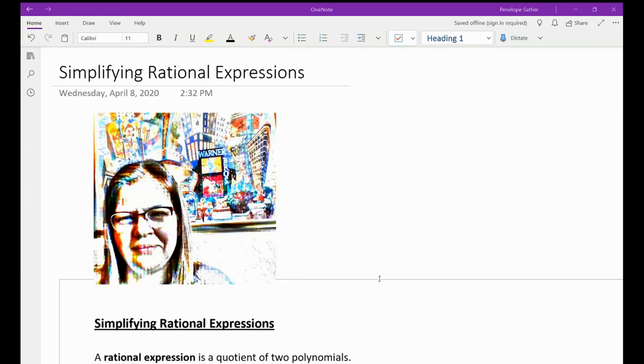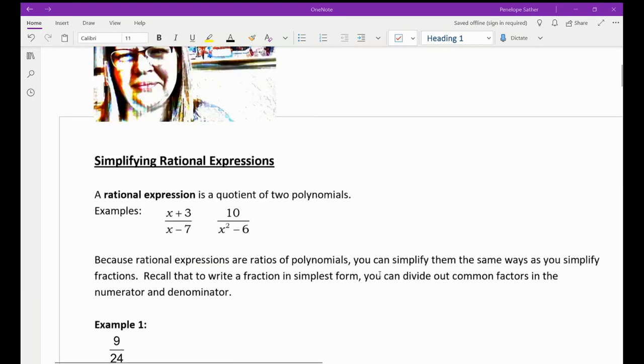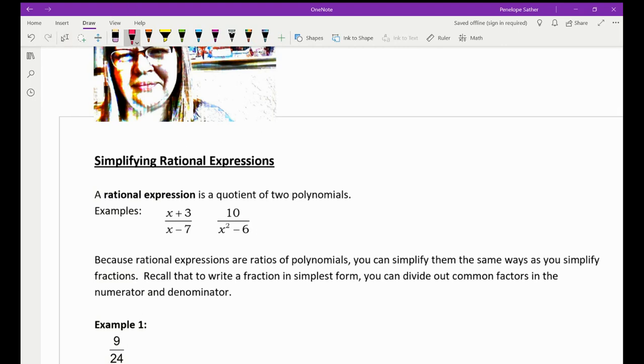Today we're going to be talking about simplifying rational expressions. And first, it might be helpful to know exactly what a rational expression is. A rational expression is a quotient of two polynomials. In other words, it's a big fraction. It's just like every other fraction you've ever seen, just probably uglier.